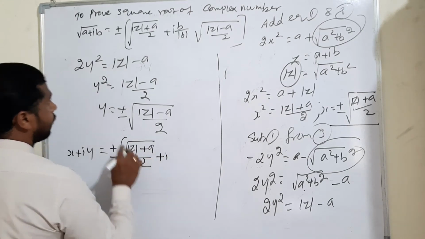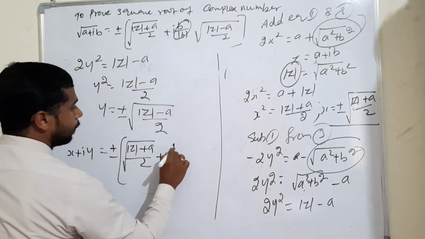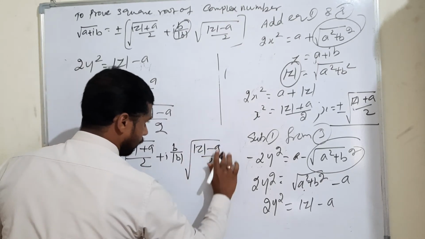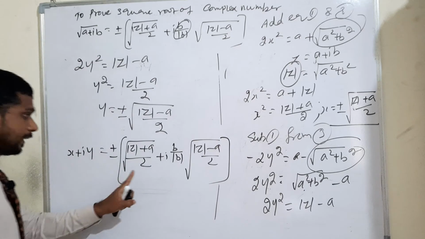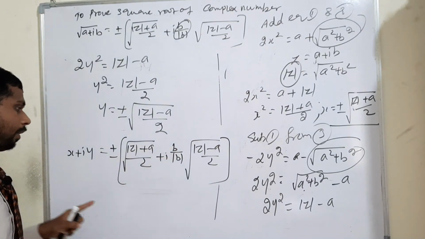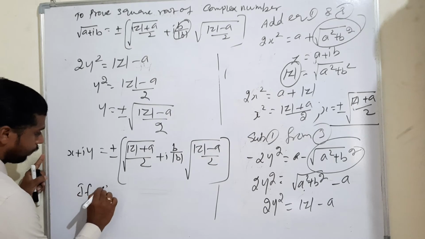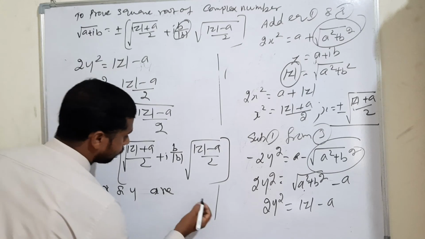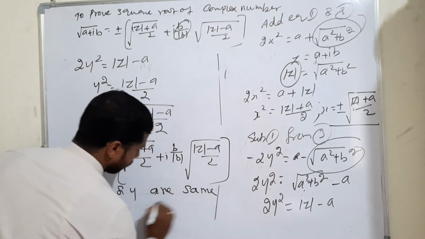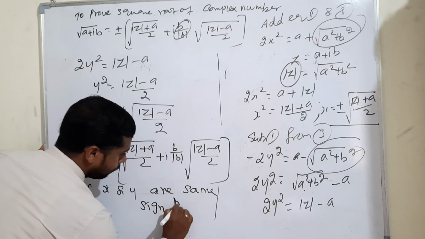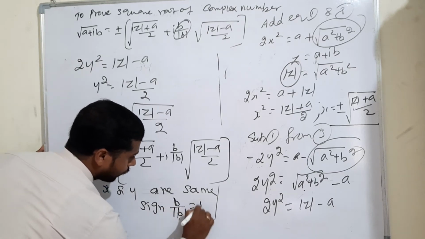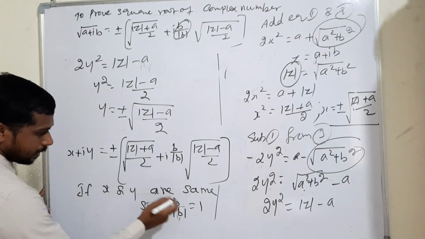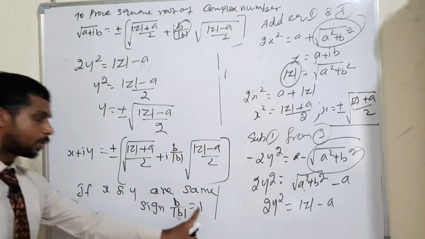Then i is there. I will explain why I consider b by modulus b. Then square root of modulus of z minus a by 2. So this is our proof. Why are we taking this? If x and y are the same sign, then b by modulus b is positive. If x and y are the same sign, b by modulus b is equal to 1, which means b is a positive value.